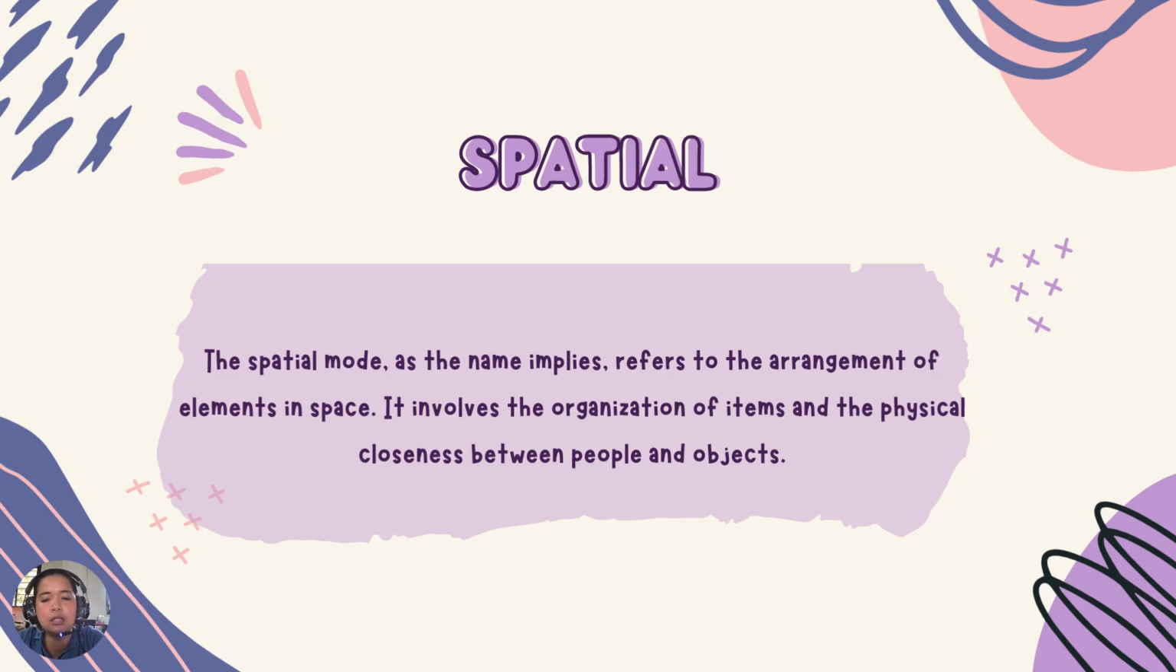Next one is spatial. Spatial mode, as the name implies, refers to the arrangement of elements in space. It involves the organization of items and the physical closeness between people and objects. You may just look at it as space, but space will definitely help you understand the connection of each character within the context of communication, and also their intimacy, appropriateness, and interaction.